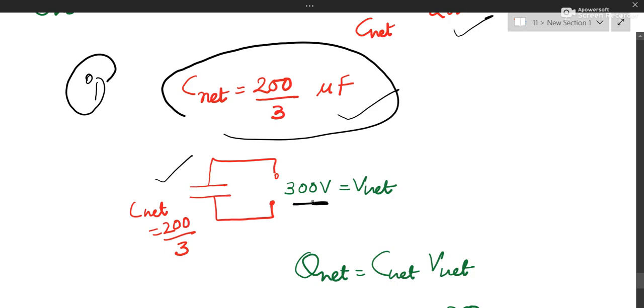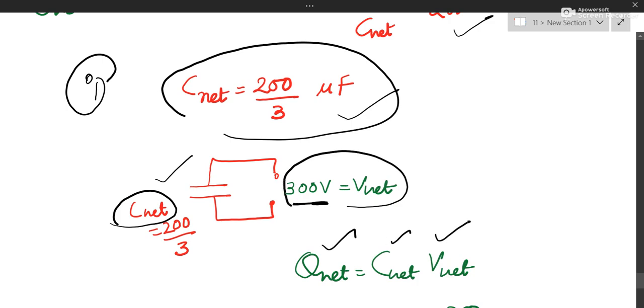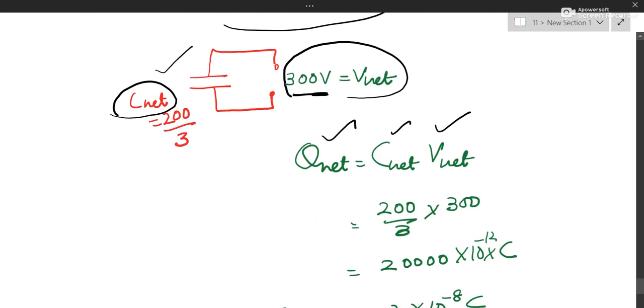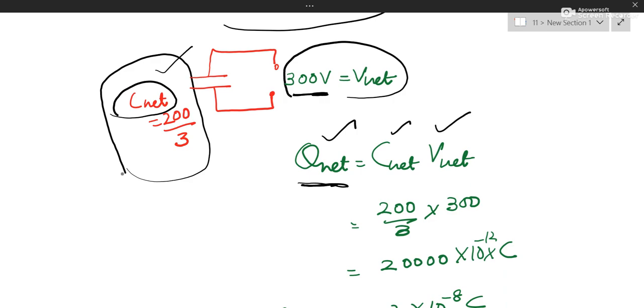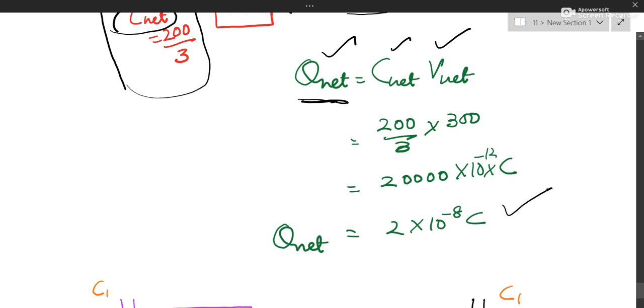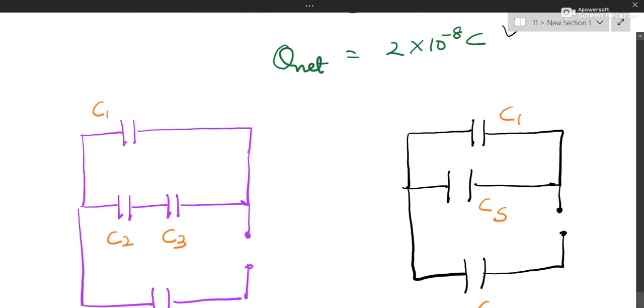So the battery is 300 volt. Now you have C net, you have V net, so you can find out Q net using the formula Q is equal to CV. So now we are ready with all three quantities, Q net, C net and V net. Q net we have found just now, and C net we have solved. Capacitors, series, parallel, by different steps. Okay, so see, this is my Q net, the charge in the system.